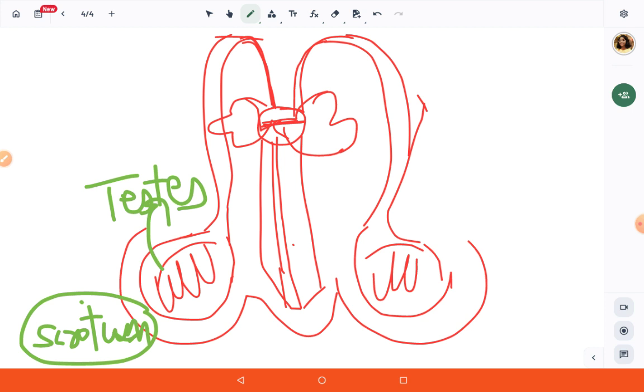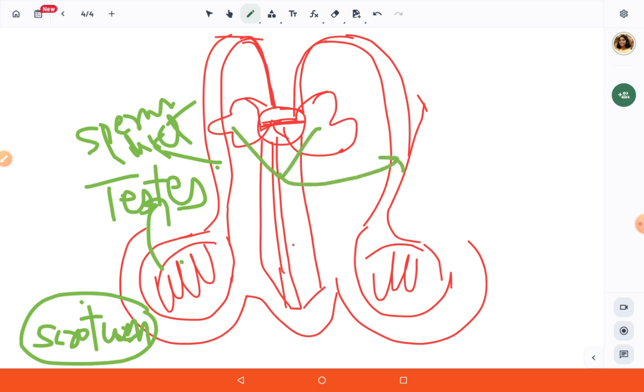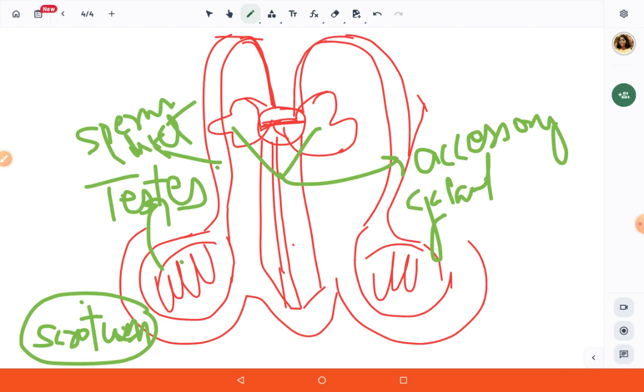Now, after this, let me just name it. See, this is the testes, this is the scrotum. I'll magnify the testes and tell you. These are the ducts. These are the sperm ducts. Then, we have here these two accessory glands, which also consist of the seminal vesicle. Now this is your vas deferens. Then here you have the Cowper's gland.